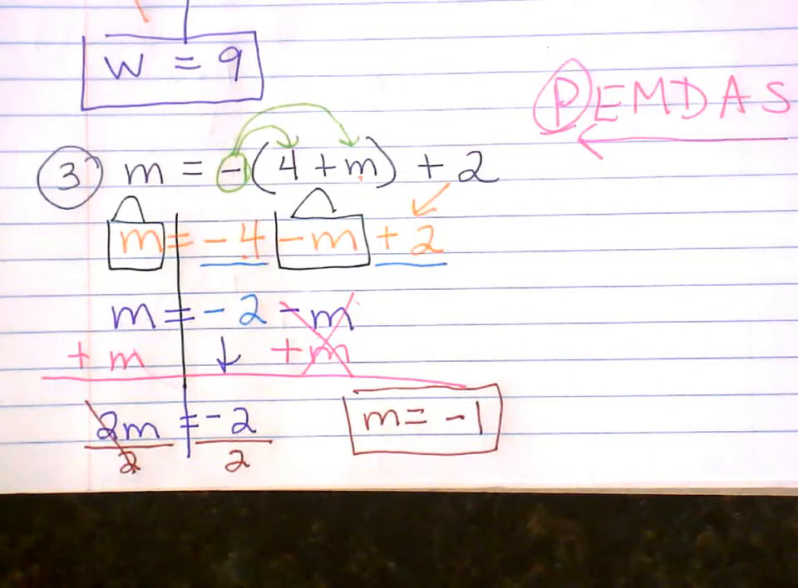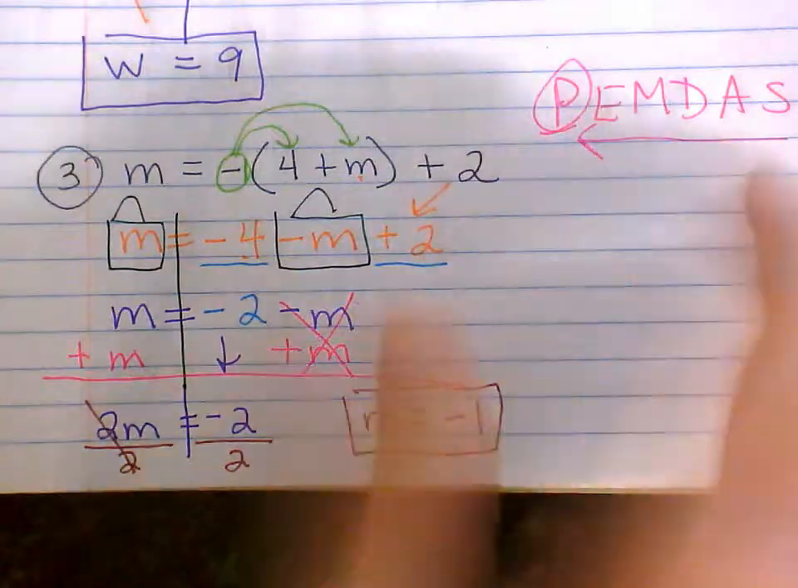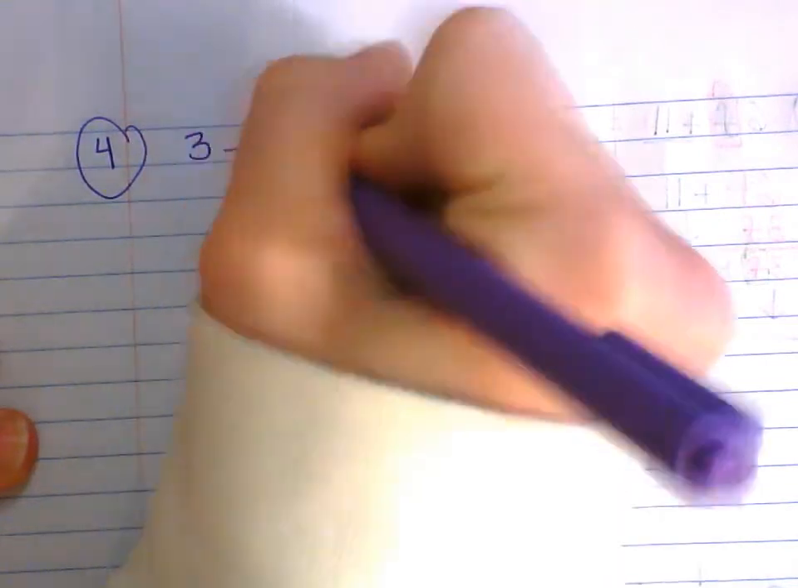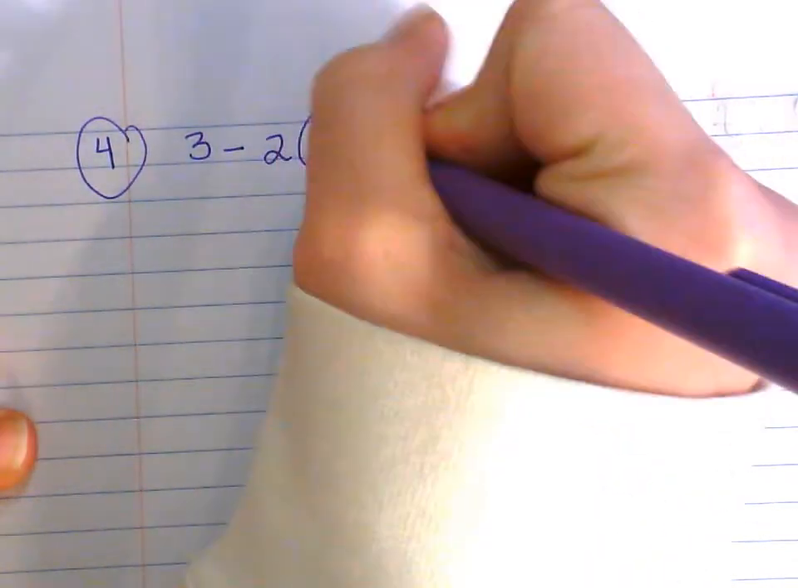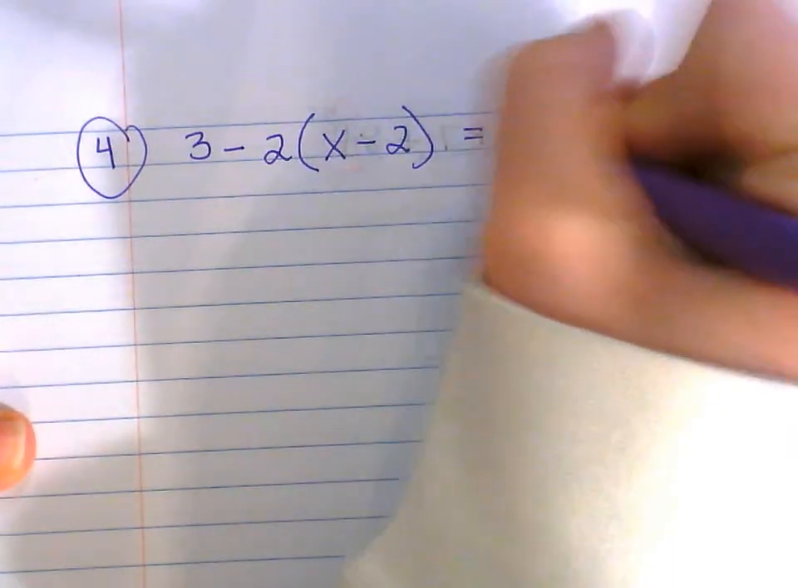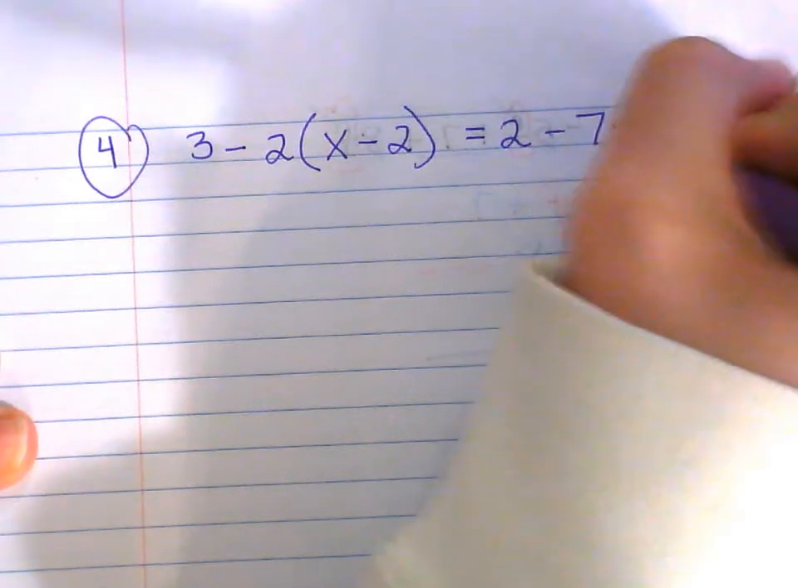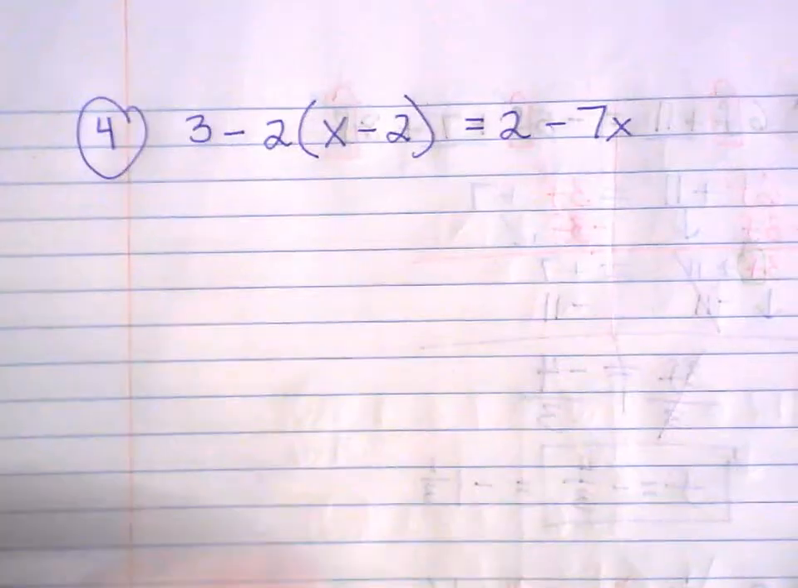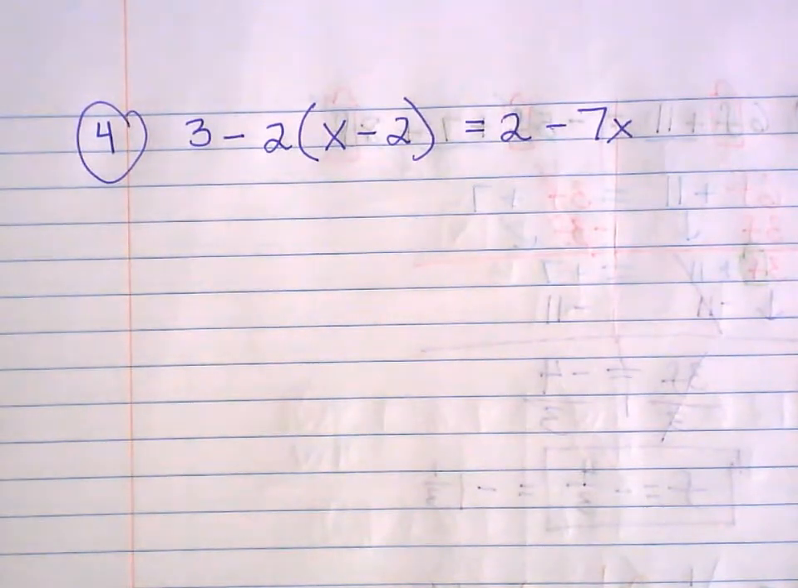All right, let's do one more together. Let me pick a hard one so that we're good to go. We're going to do number 4, 3 minus 2 times (x minus 2) equals 2 minus 7x. Holy moly, Miss Fry. So we have to solve this multi-step linear equation.